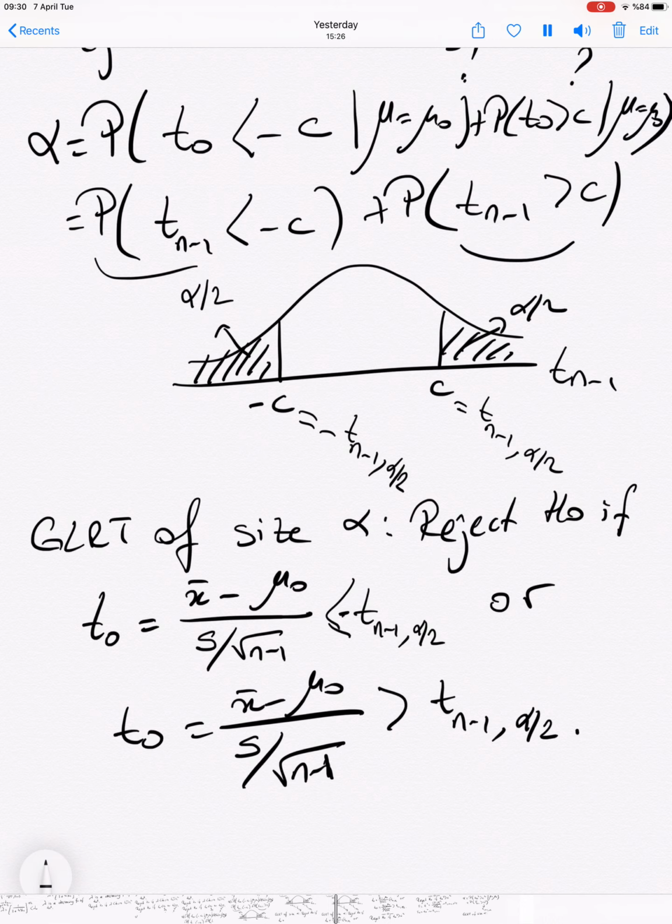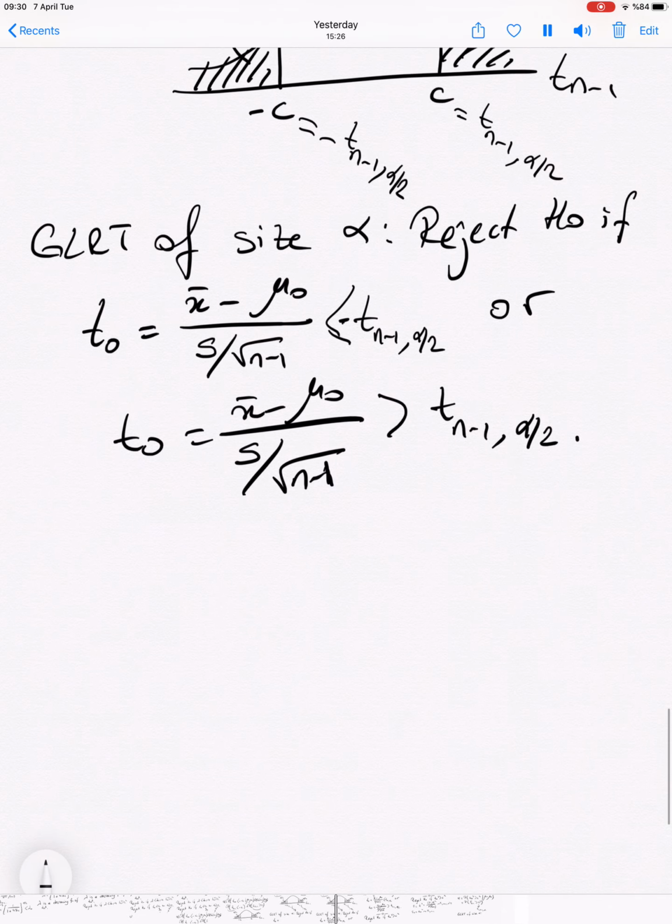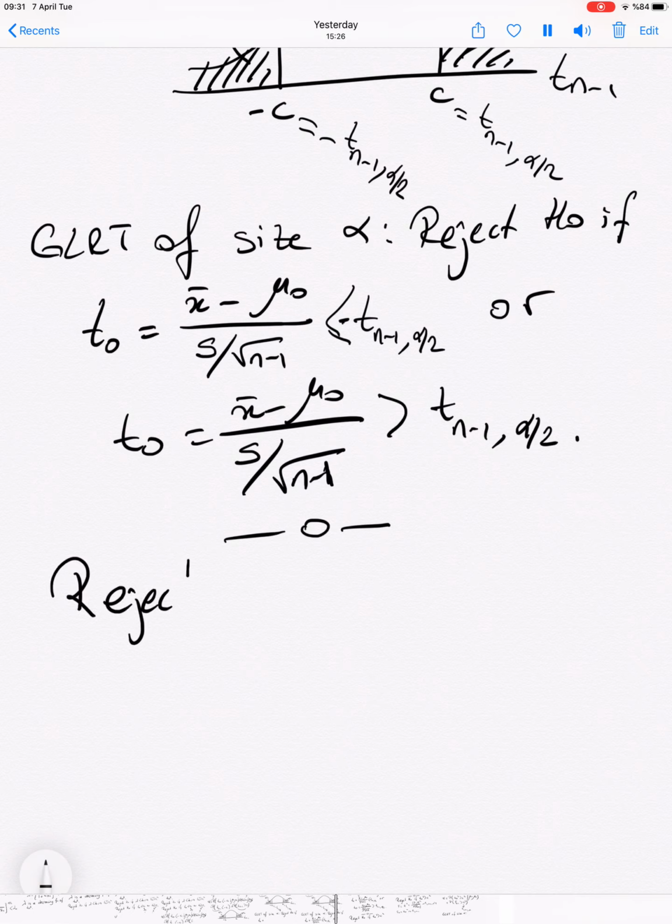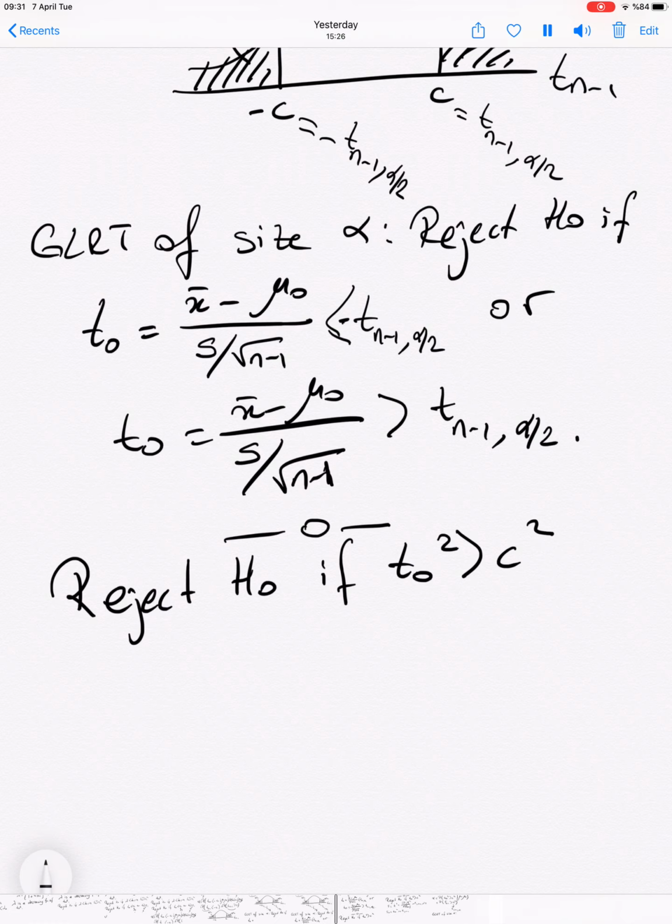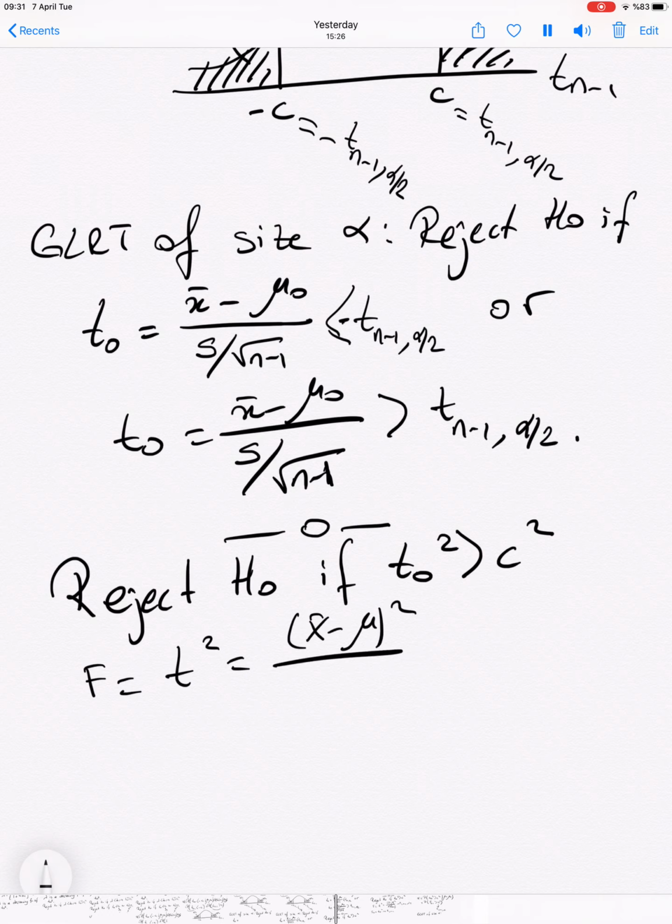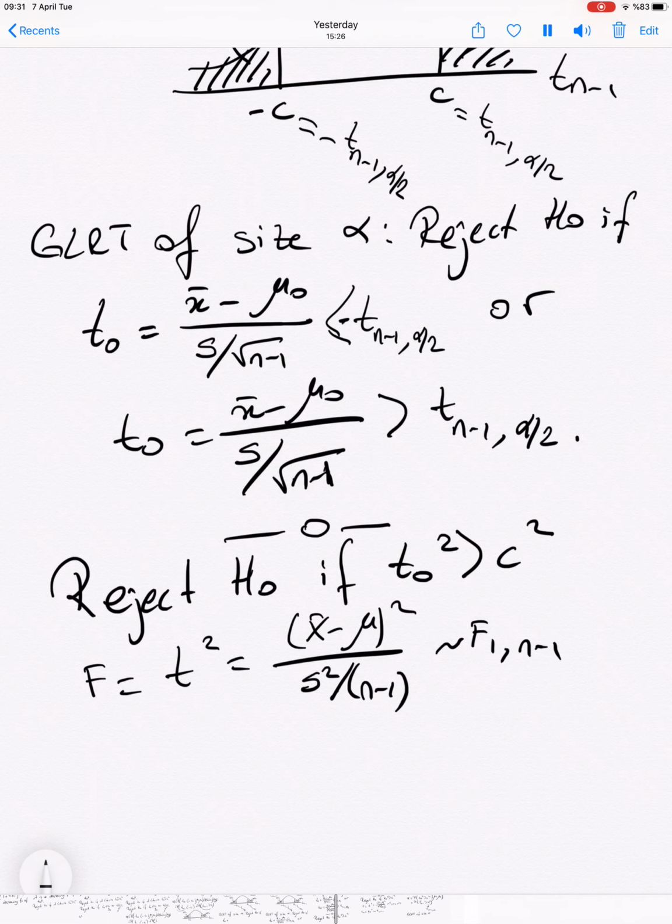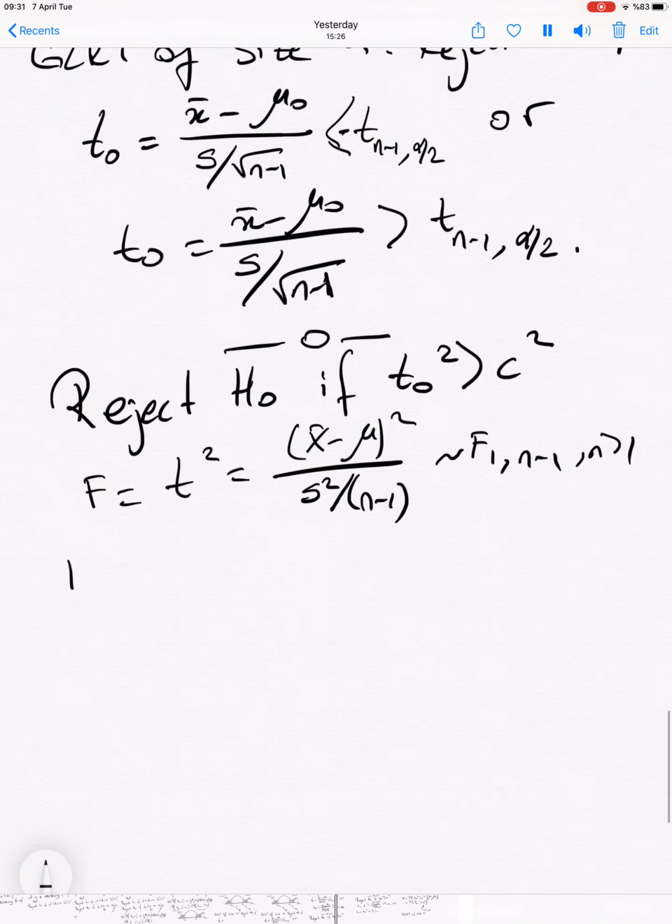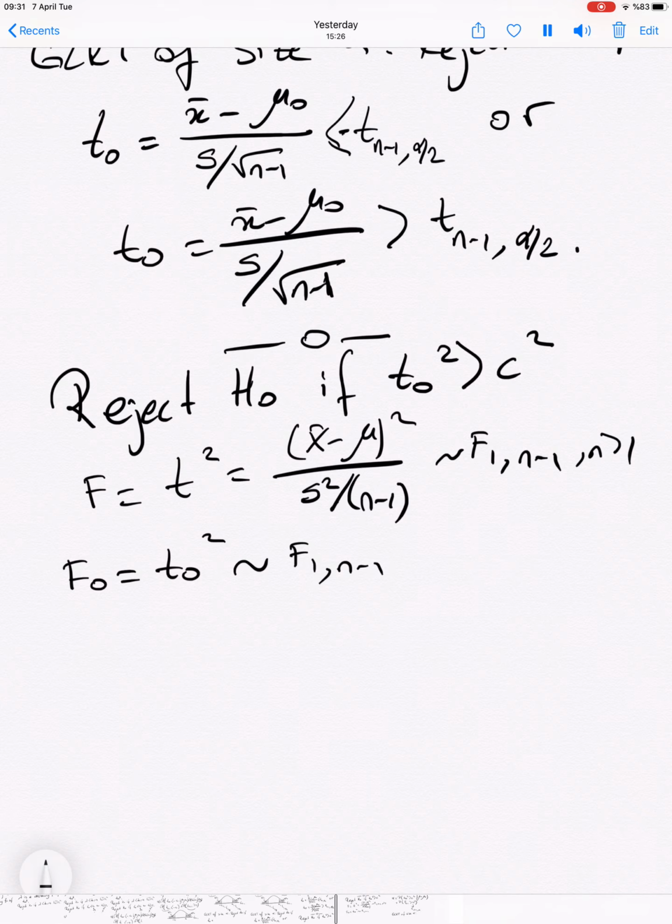So you can also derive the test in terms of t0 squared, which gives us an F test. If t0 squared is greater than c squared, then our t0 squared is actually F distributed, F equals t squared, which is x bar minus mu 0 whole squared divided by s squared over n minus 1. So this has an F distribution with these degrees of freedom when n is greater than 1. Then our F0 equals t0 squared, and it has this distribution under the null hypothesis.